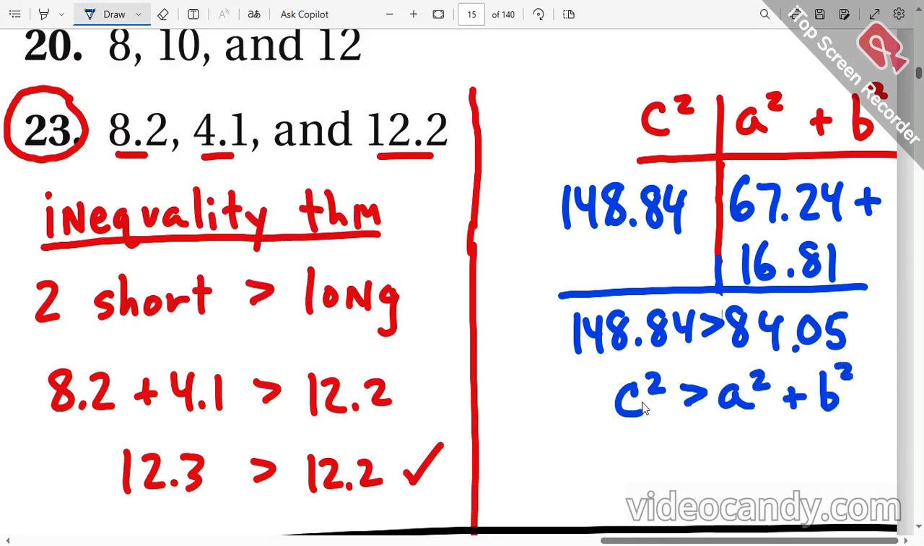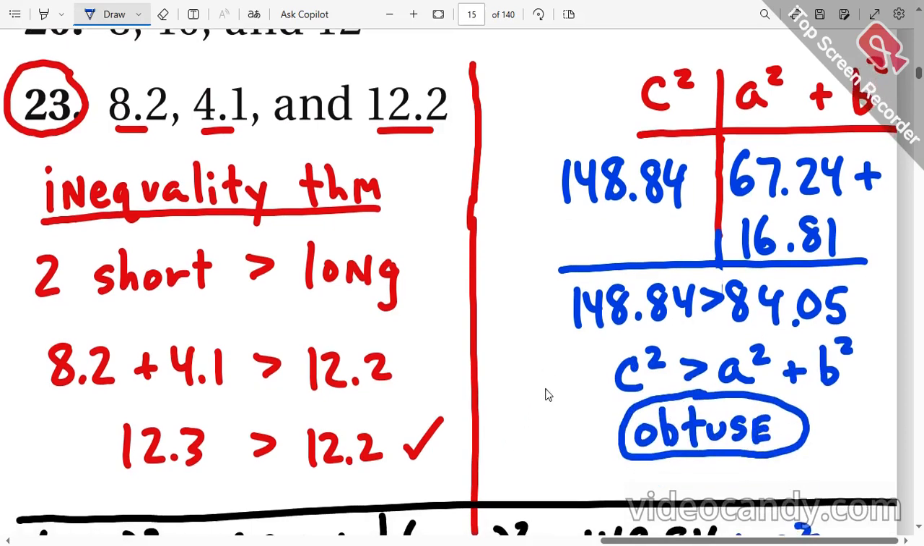And we said when c squared was greater, that means the hypotenuse got longer. That makes the angle get bigger. And that is going to be obtuse. So that is number 23.